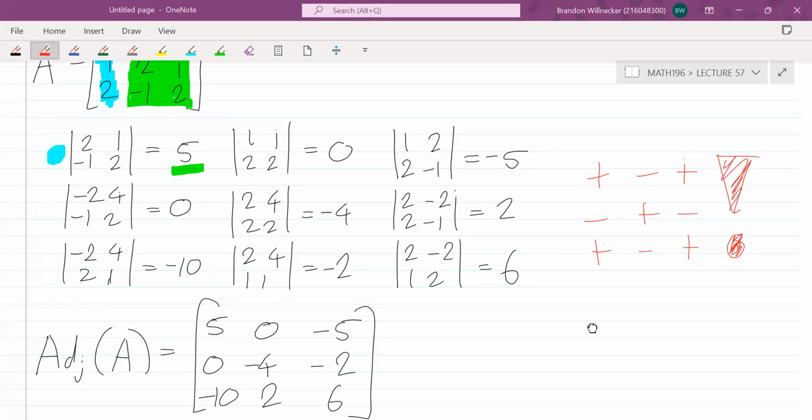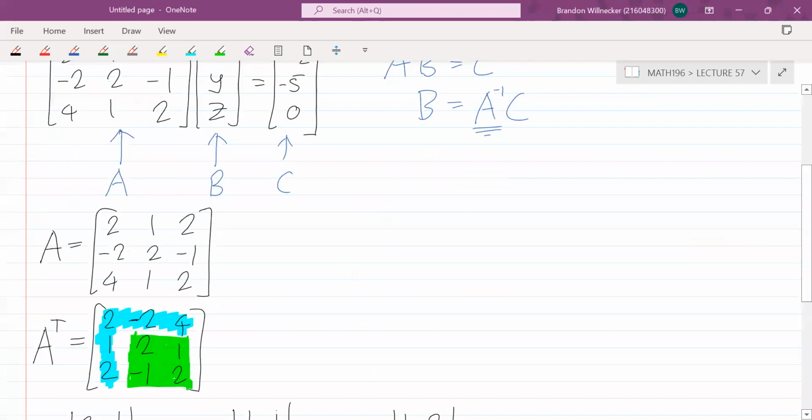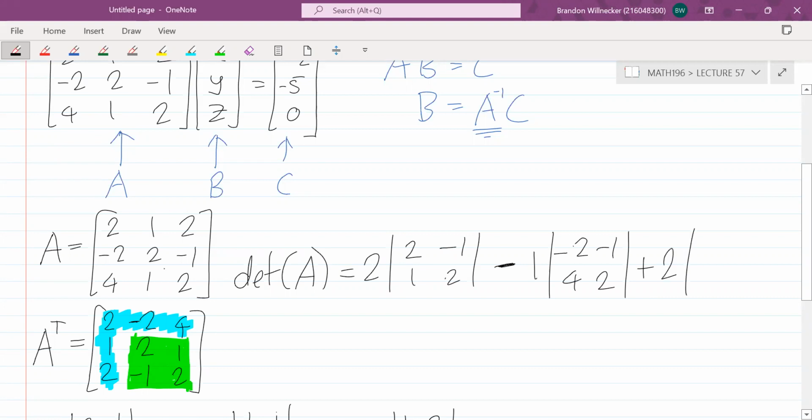Okay, final step is to divide this by the determinant of the original matrix. So if we go back up here to A, we want to find the determinant of A. That's going to be 2 times the subdeterminant, where we cross out the first row and first column, and that gives us a subdeterminant of 2, minus 1, 1, and 2. Then we've got the minus 1, and the subdeterminant will be minus 2, 2, minus 1, 4. And then plus 2, and in this case the sub bit is minus 2, 2, 4, and 1.